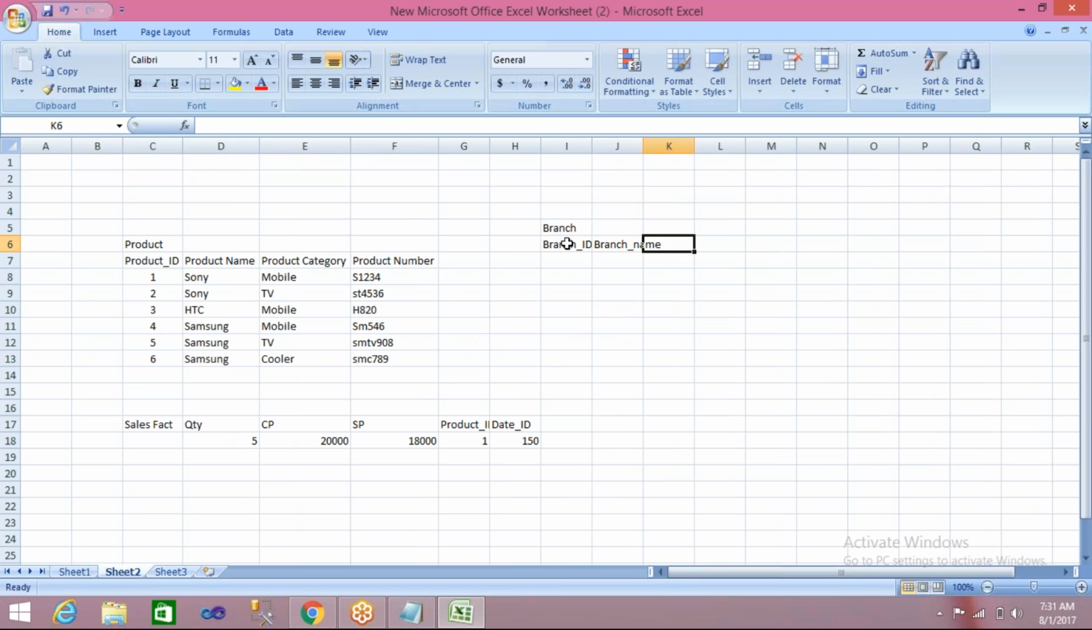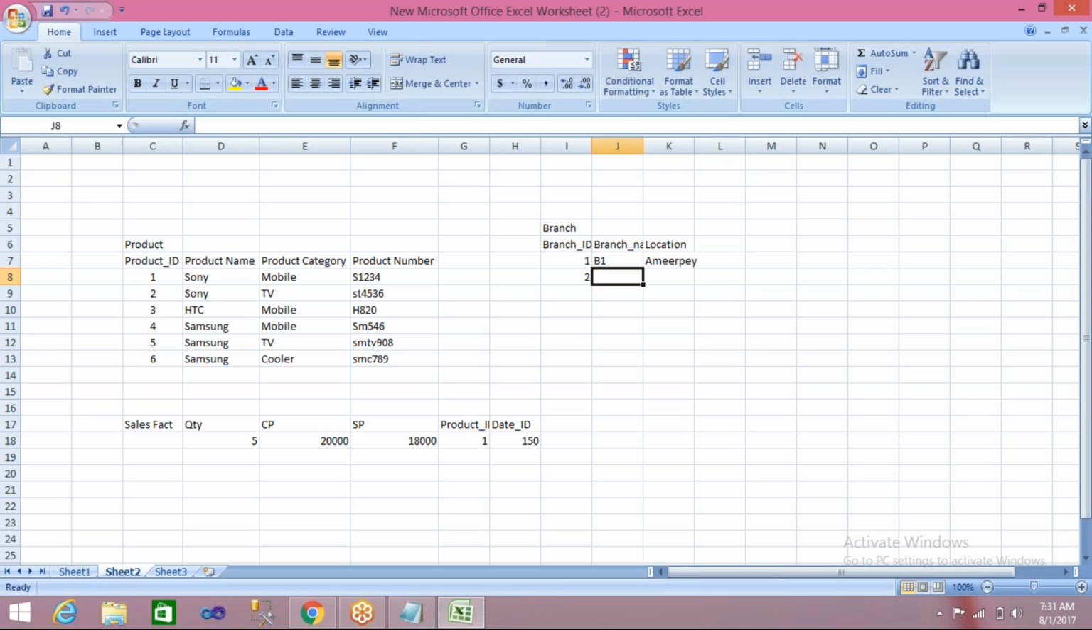Branch name, and then location. Why? Because in one area we may have multiple branches. Likewise, let us say branch one, the branch name might be Amirpet branch. So the branch name will be like B1, I mean, Amirpet, something like that.